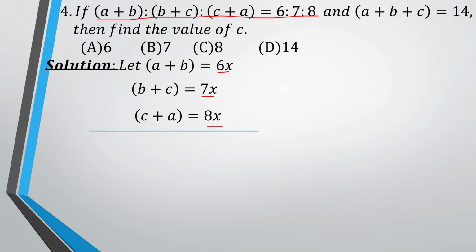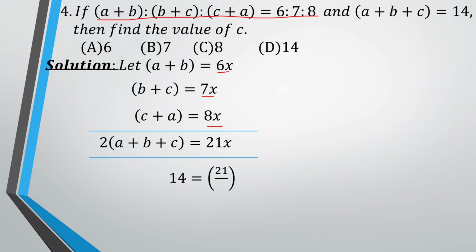And then we are going to add these three equations. We get 2 into A plus B plus C is equal to 21x. See, if we add these, 6 plus 7 is 13, 13 plus 8 is 21x. So we got it as 14 is equal to 21 by 2 into x.